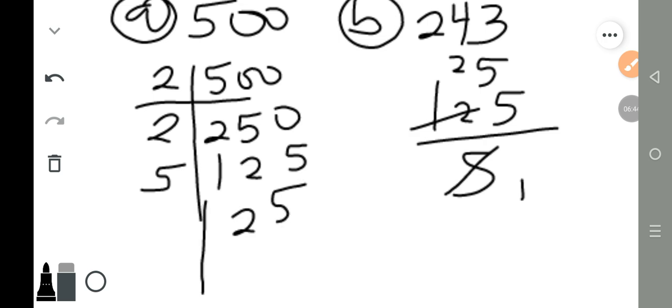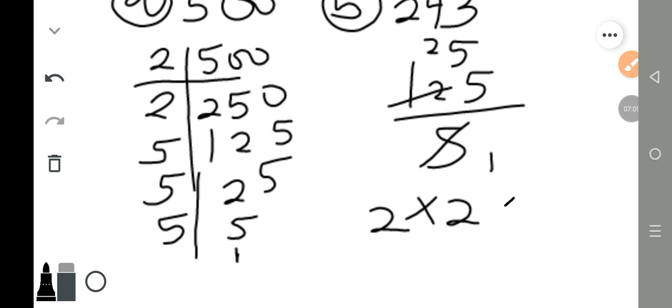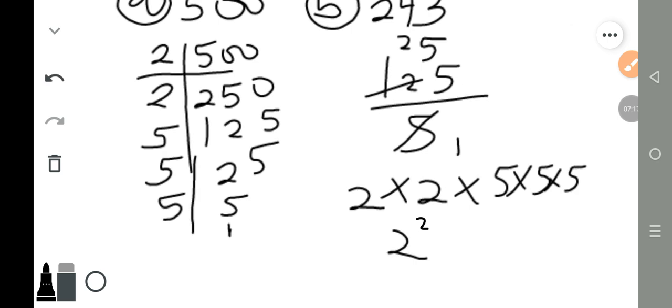Again, the smallest prime number that will divide 25 is 5. So 25 divided by 5 is 5. And last but not least, the smallest prime number that can divide 5 is itself. So 5 divided by 5 is 1. So the prime factors of 500 are 2 times 2 times 5 times 5 times 5, which is also the same thing as 2 raised to power 2 times 5 raised to power 3.